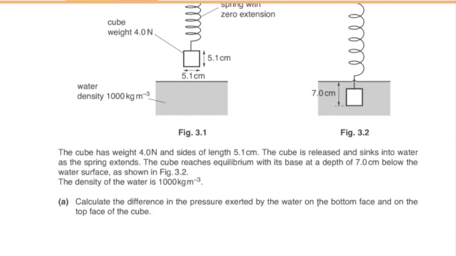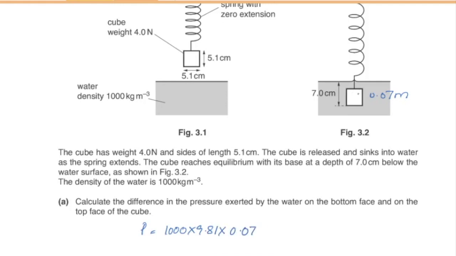Part A, calculate the difference in pressure exerted by the water on the bottom face and on the top face of the cube. Okay, so on the bottom face of the cube, the depth of the water is 7 centimeters or 0.07 meters. So pressure at that point on the cube is going to be equal to the density of the water multiplied by 9.81 into the depth of the water, that is 0.07.